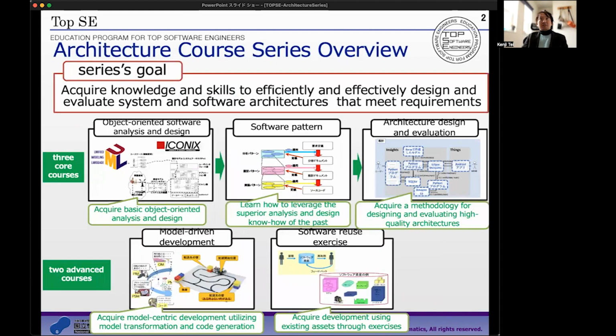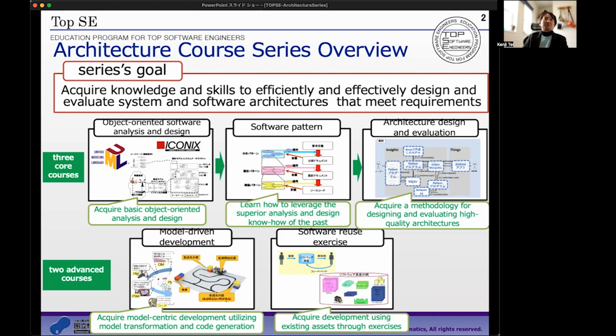So this is the architecture courses overview. The series goal is that the student acquires knowledge and skills to effectively and efficiently design and evaluate system and software architectures that meet the given requirements. This series consists of 5 courses in total. 3 of them are mainly for understanding the core knowledge in this series.